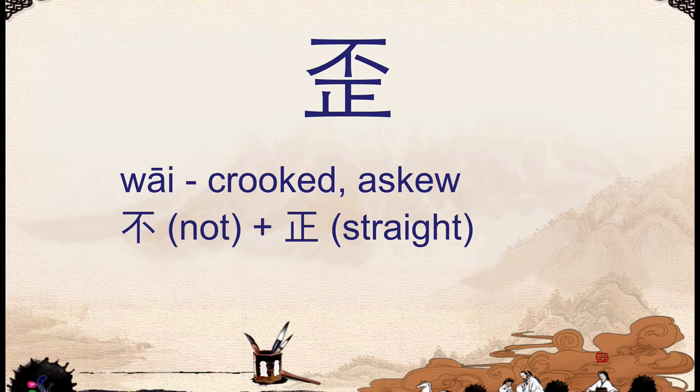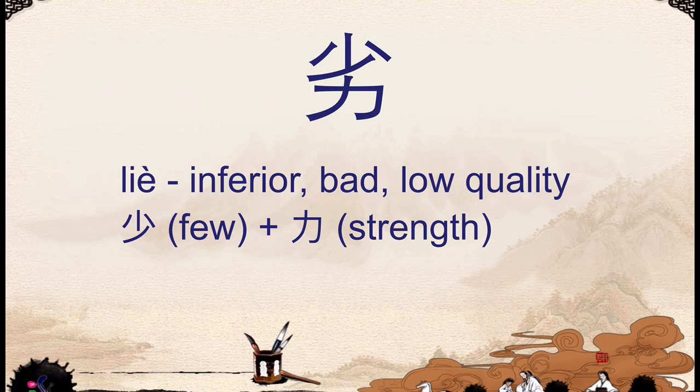Another character here, 歪. 歪 means crooked or askew. And this is a combination of 2 parts. 不 at the top means no or not. And 正 means proper or straight. So not and straight together means crooked. 歪. Another example, 劣. 劣 means inferior, low quality or bad quality. And this is a combination of 2 characters. At the top we've got 少, few. And at the bottom we've got 力, strength. So few and strength together means inferior or low quality.